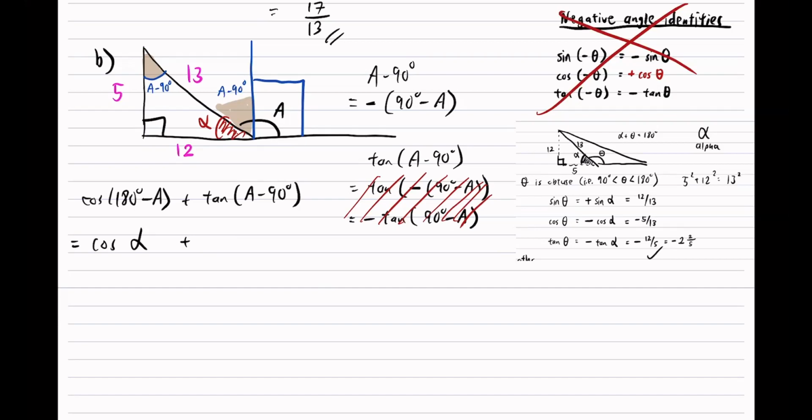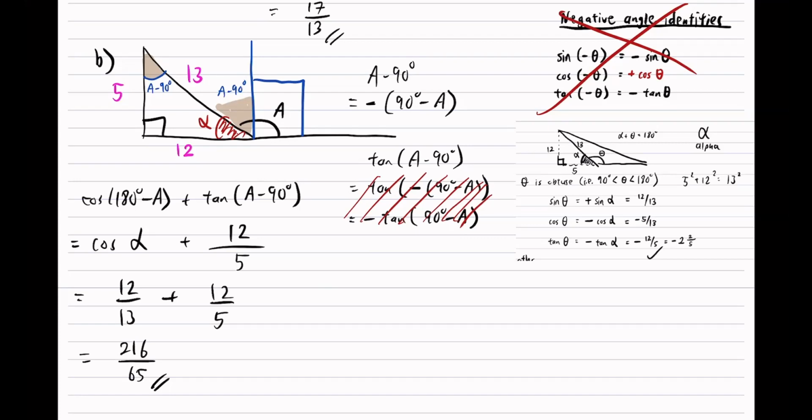Opposite relative to this angle. 12/5. Yes, correct. Then cosine alpha? Cosine alpha is just 12/13. Yes. So 12/13 plus 12/5. Then you can just use the calculator. Plus 12/5. You get 216/65. Answer. Okay? Okay, good.